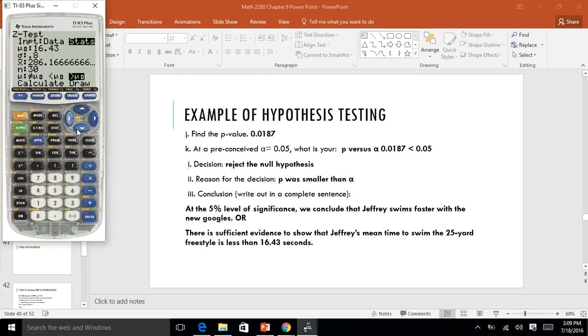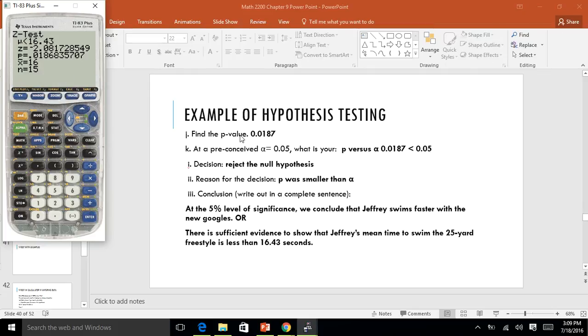So what is my sample mean? Remember that was 16, and then my sample size was 15. My alternative was a less than, so I'm going to hit that and enter. It blinks, and by blinking, it shows that you've selected it. Hit calculate and then hit calculate again. Okay, so I got a few things: my z-value, my p-value, sample mean, and my sample size.